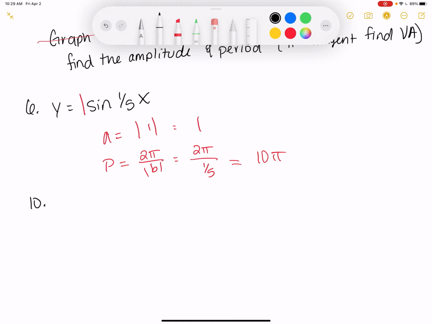Sometimes I'm not. f of x equals 2/3 sine of x. So what would my amplitude be here?